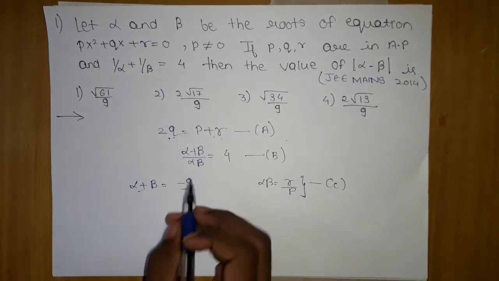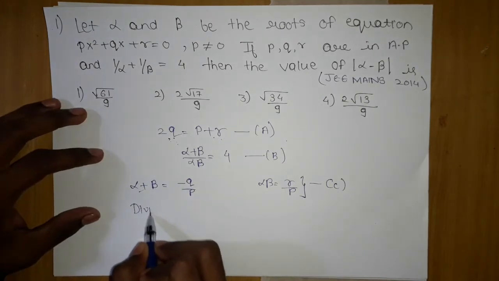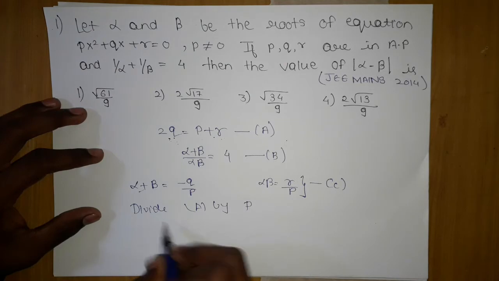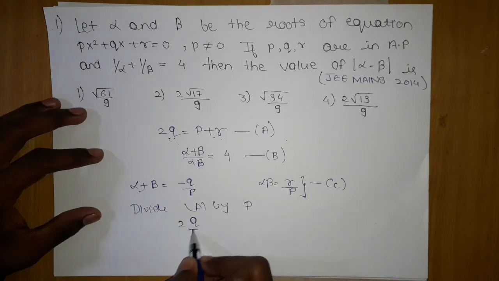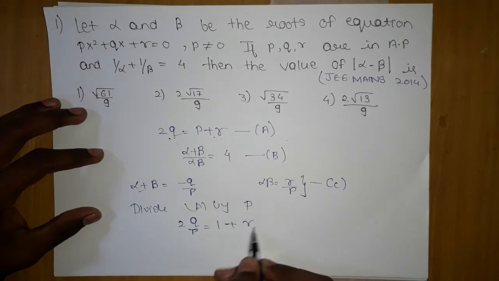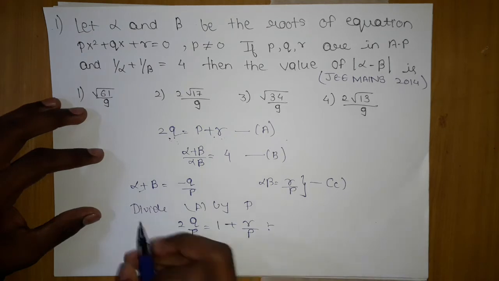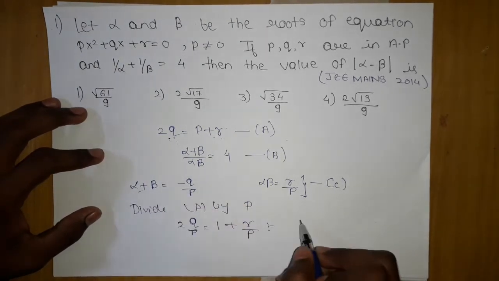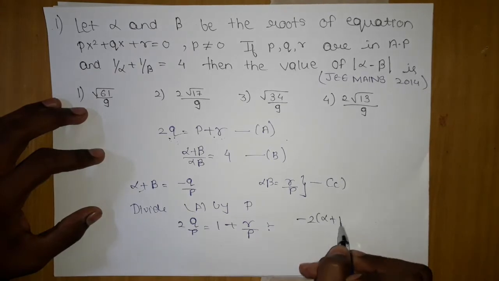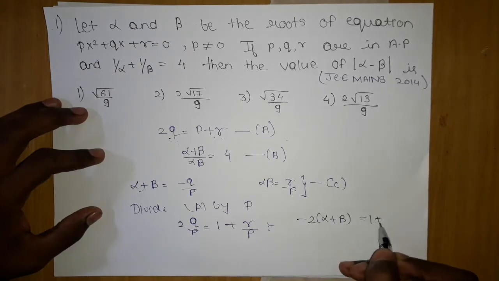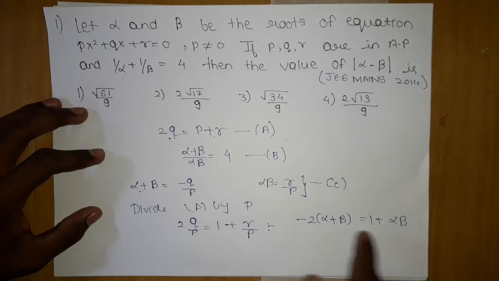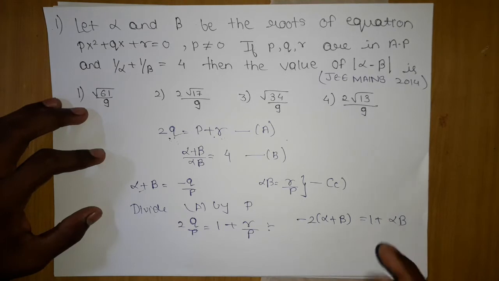So let's do it. Divide A by p. When we divide, we get 2q by p equals 1 plus r by p. Now let's substitute the values. q by p is minus the sum, so moving this minus here, we get minus 2 into alpha plus beta equals 1 plus r by p. What is r by p? Alpha into beta.